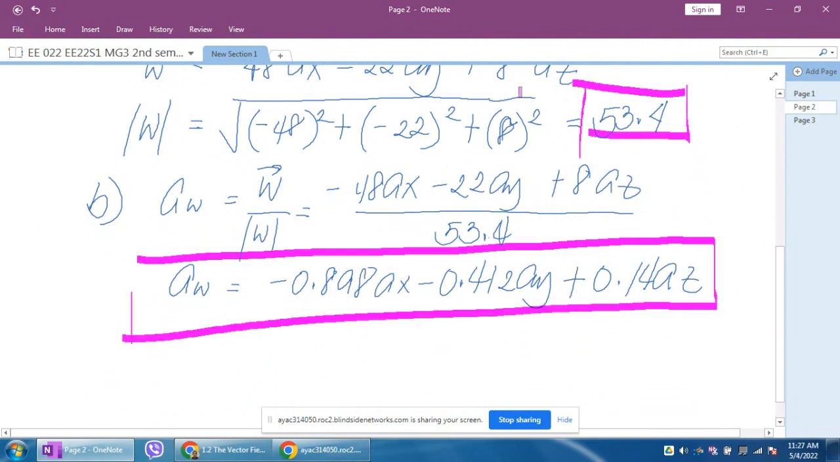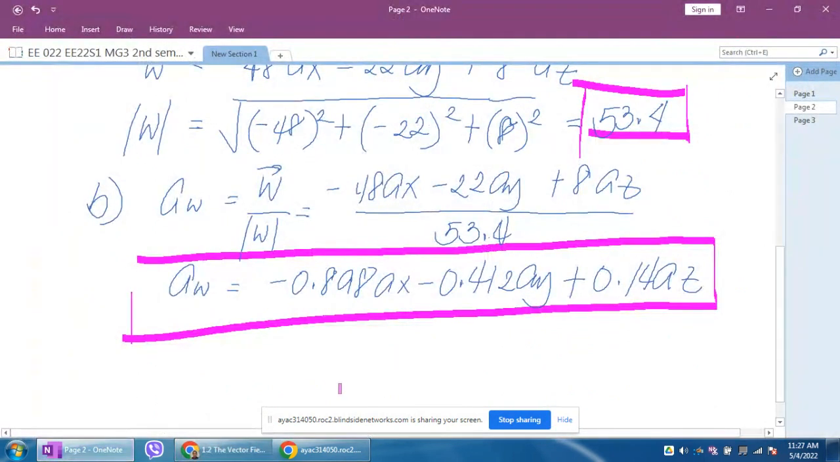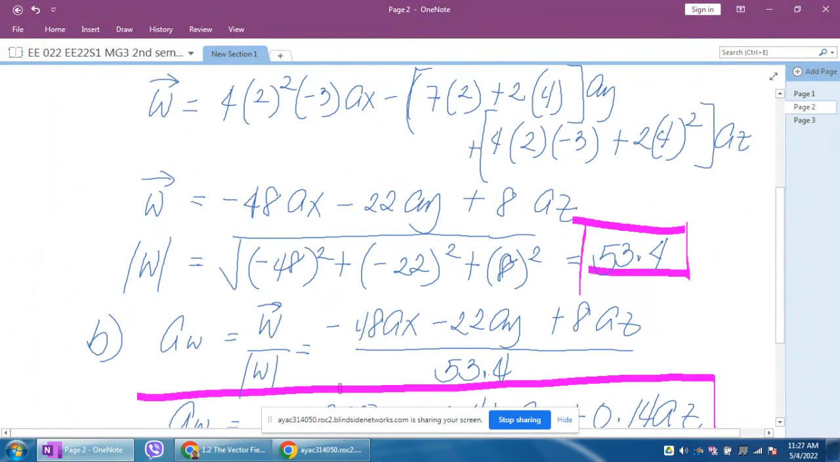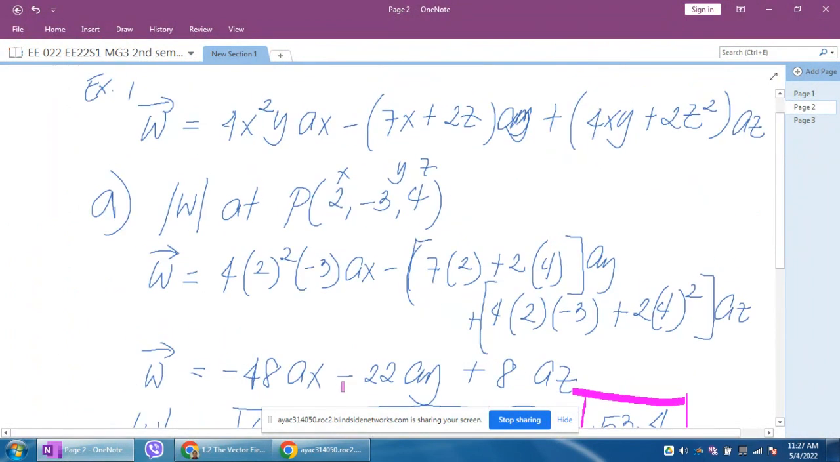Now, going back to letter C, ano nga po ba yung tanong doon? So, ang tanong po, at what point or points on the z-axis is the magnitude of W equal to unity? Sige po, himay-himayin po natin yung tanong.